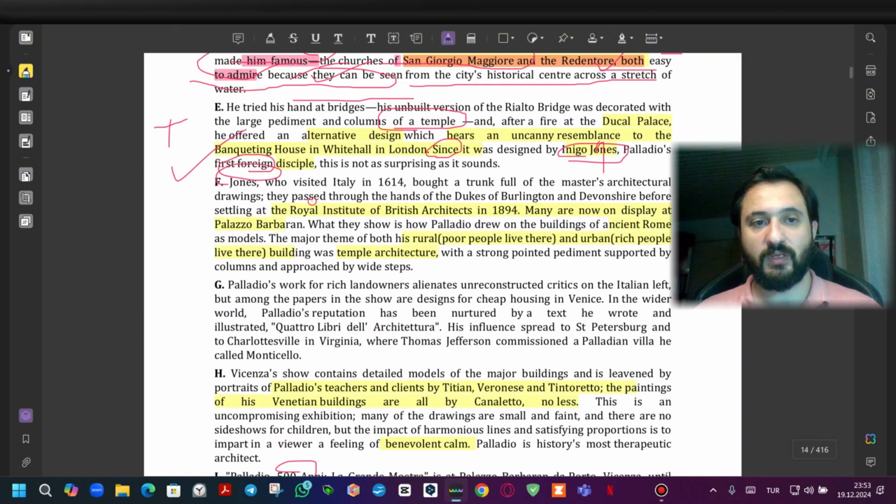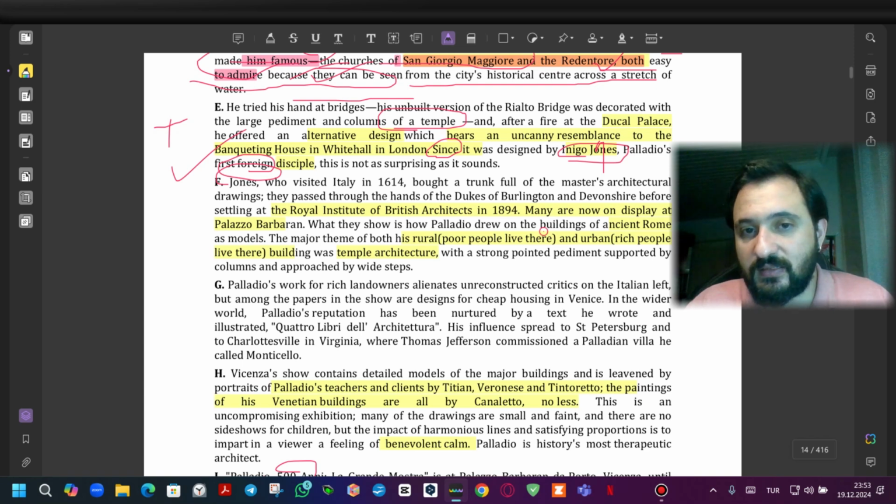Let's move on. Jones, who visited Italy in 1614, bought a trunk full of the master's architectural drawings. They passed through the hands of the Dukes of Wellington and Devonshire before settling at the Royal Institute of British Architects in 1894. Many are now on display at Palazzo Barbaro. What they show is how Palladio drew on the buildings of ancient Rome as models.